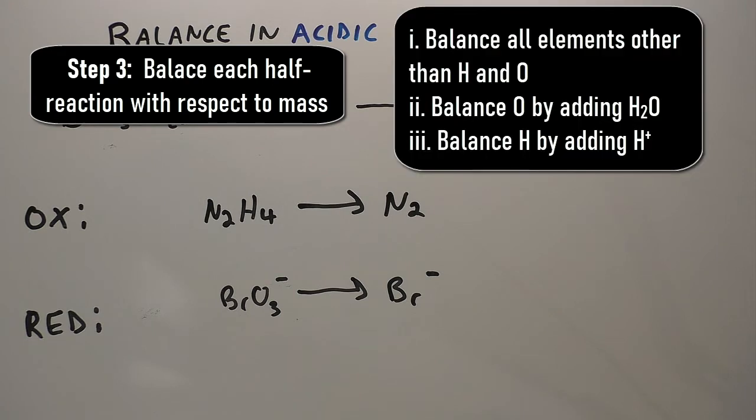The first is to balance all elements other than hydrogen and oxygen. Once those are balanced, we're going to balance oxygen by adding water. And then after that step, we're going to balance hydrogen by adding H+.